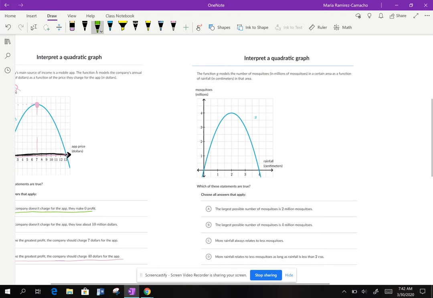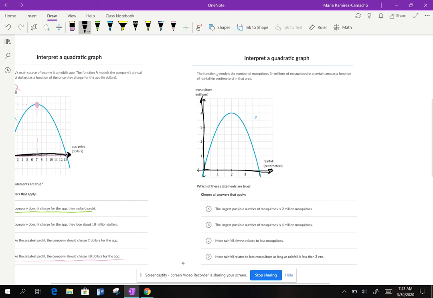Next example, the function G models the number of mosquitoes in millions of mosquitoes in a certain area as a function of rainfall in centimeters in that area. So here's rainfall in centimeters and mosquitoes. So does the amount of rain affect the number of mosquitoes that are in an area? Okay. Let's read all of the statements one at a time.